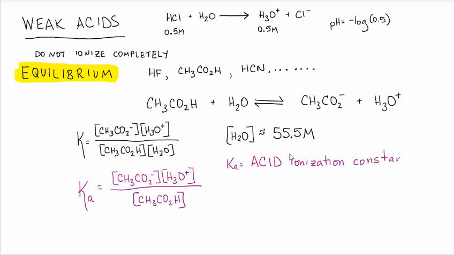And we can look at it just like we've looked at other equilibrium constants. It's going to tell us the extent to which the acid ionizes. So if you have a Ka that is very large, that is a strong acid.